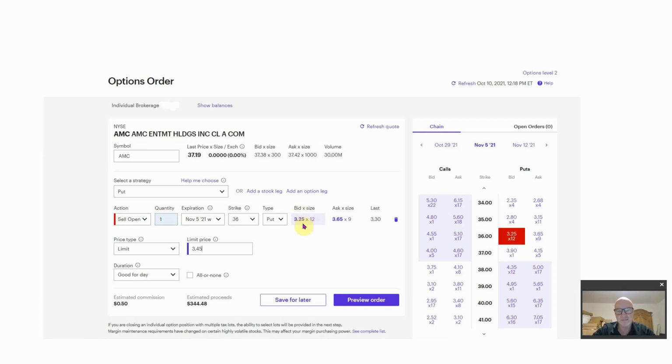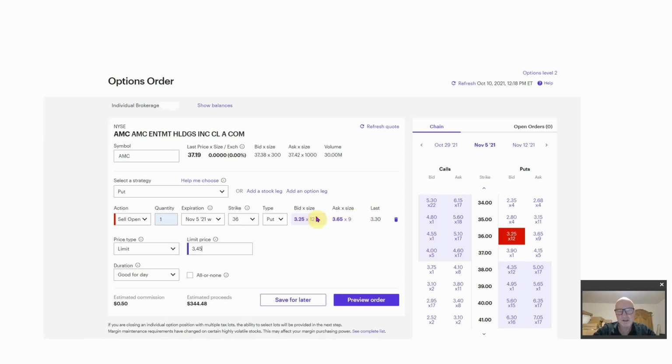So you don't care about that. You care about the money. The bid is 3.25, the ask is 3.65 by 9, and the very last trade was at 3.30. What does this tell you? I can probably get more than 3.25. You're not going to get 3.65. They won't execute it. I can tell you that right now. This is a pretty big spread. You might get 3.40. I would probably shoot for 3.40 there.